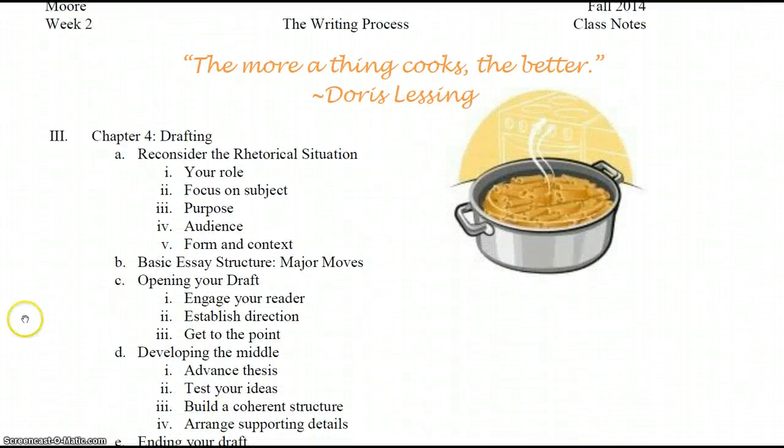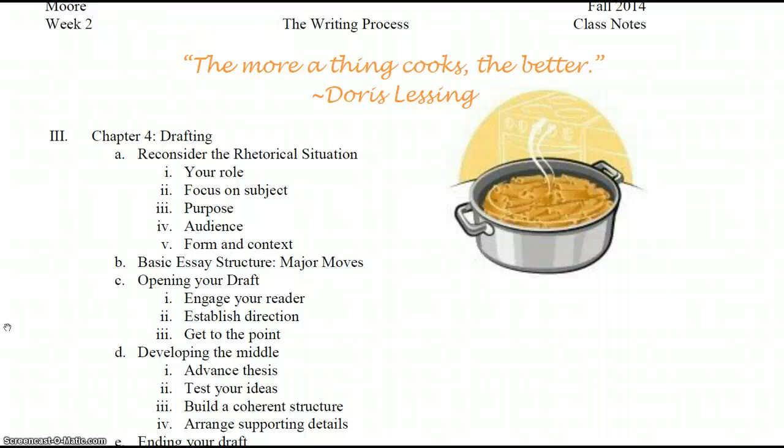Chapter 4 is the drafting phase. So once we've decided what recipe we're going to use and we've gathered our ingredients, we're going to start cooking. And I love this quote, "The more a thing cooks, the better." This is from a writer who says she just likes to let her drafts cook and sit and change and meld as she goes along. And so that's what drafting is doing. You're forming all these ingredients, you're putting them together into the essay.